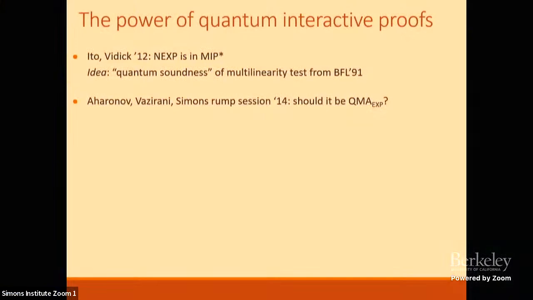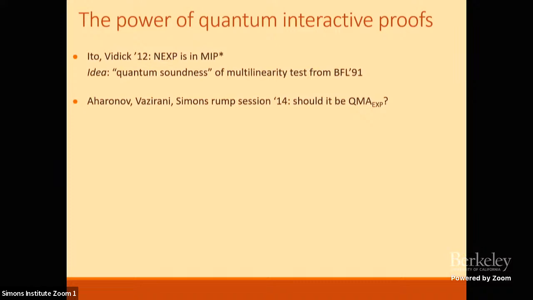And then I went to the Simons Institute and I co-organized one of the workshops there. In the workshop, we had a rump session and Umesh Vazirani was there and also Dorit Aharonov. They pumped me up at the start of the rump session saying, look, is NEXP really the right answer? These are quantum proof systems. So why don't you put QMA_EXP in there?